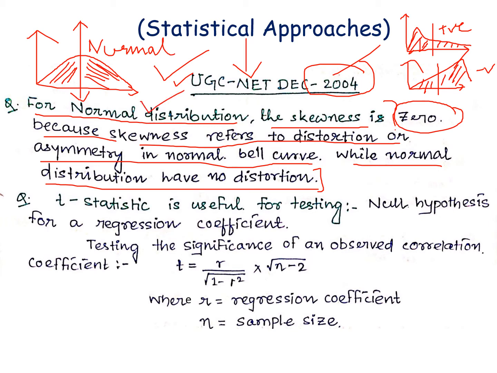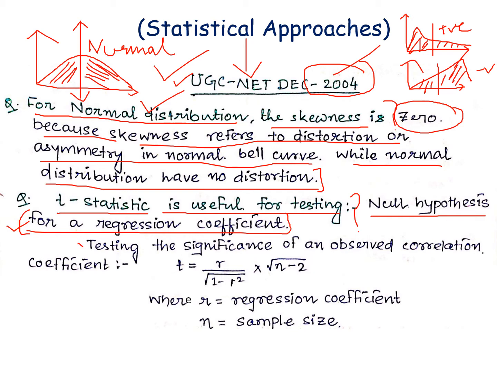While the second question says: the t statistic is useful for testing what? The answer will be the null hypothesis for a regression coefficient. The t statistic is a very useful distribution that is used for testing regression coefficients.